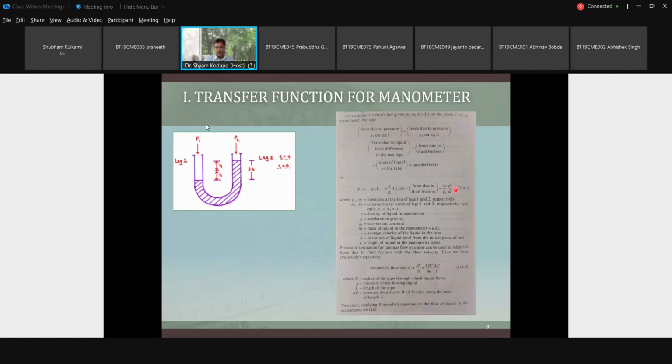So the notations are: P1, P2 are the pressures, A1, A2 are the cross-sectional areas, rho is the density, g is the acceleration due to gravity, gc is the conversion constant, M is the mass of liquid, rho AL. V is the average velocity of the liquid, which appears in the acceleration term as dV by dt. h is a deviation. See here, students, small h is itself a deviation of the liquid level from the initial plane of rest.